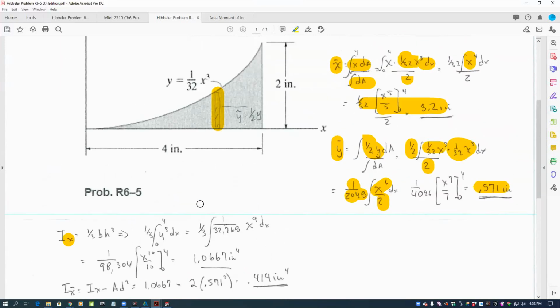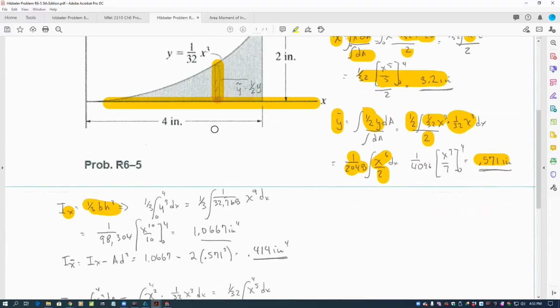Now, because all the elements inside this element change as we go from 0 to 4, we have to first calculate the moment of inertia with respect to the x-axis. So let's use the 1/3 b h cubed. If we used a horizontal element, we could just use the y squared dA, because then all of the particles in that element will have the same distance to the x-axis, where here they change, and so we first have to calculate with respect to the x-axis.